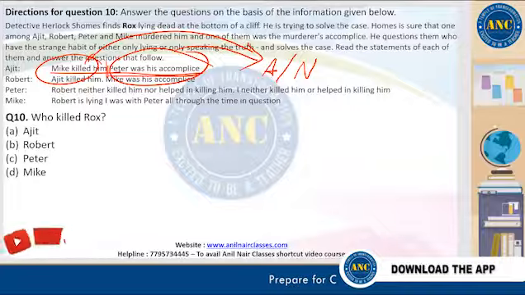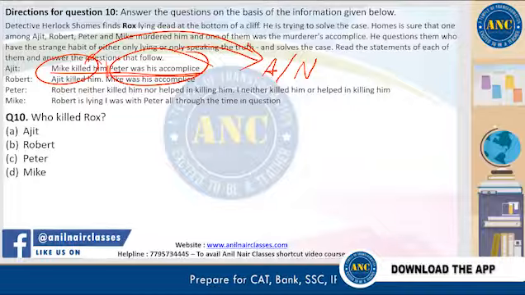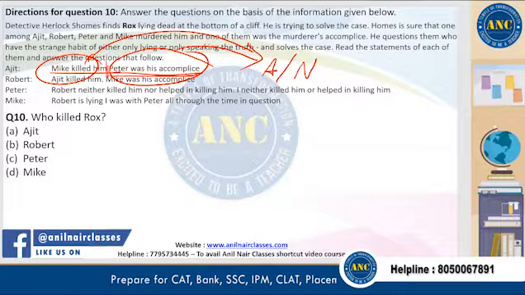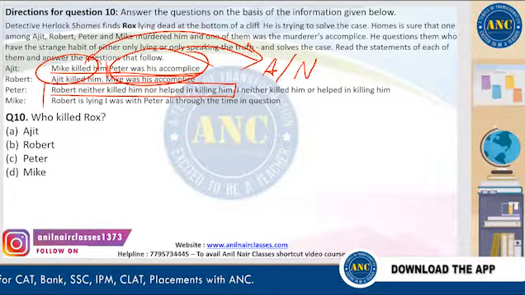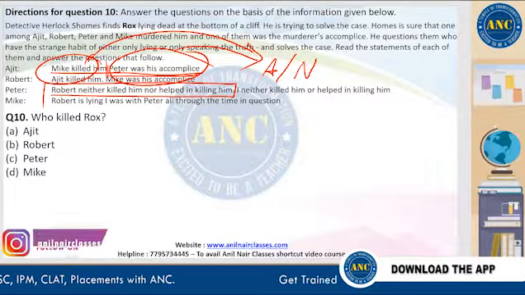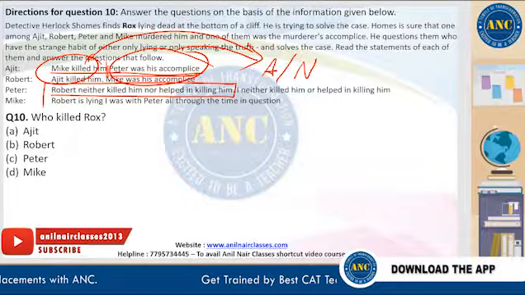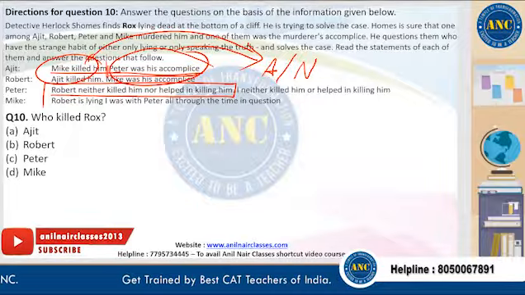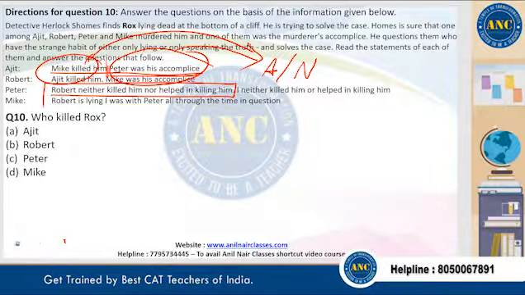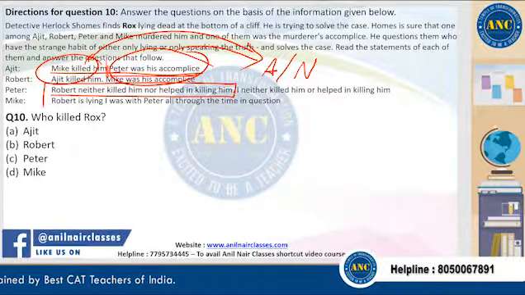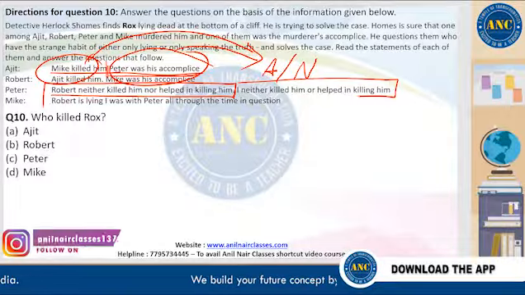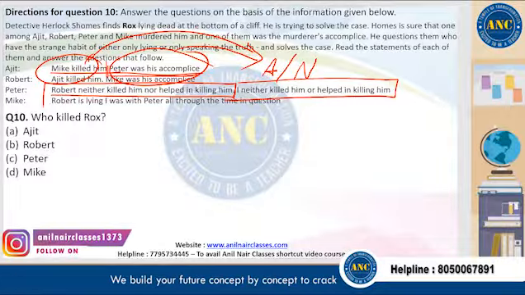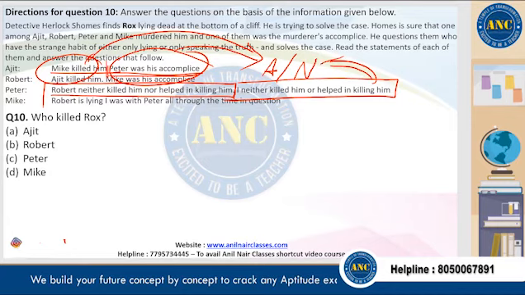However, there's a negative statement as well. For example, if I take what Peter says, Robert neither killed him nor helped in killing him. What is the meaning of this statement? That means we know the murderer's name is not Robert, the accomplice's name is not Robert, but the murderer's name could be three others, including Peter himself, right? And likewise, the second statement of Robert is also a negative statement. So both of these are negative statements.